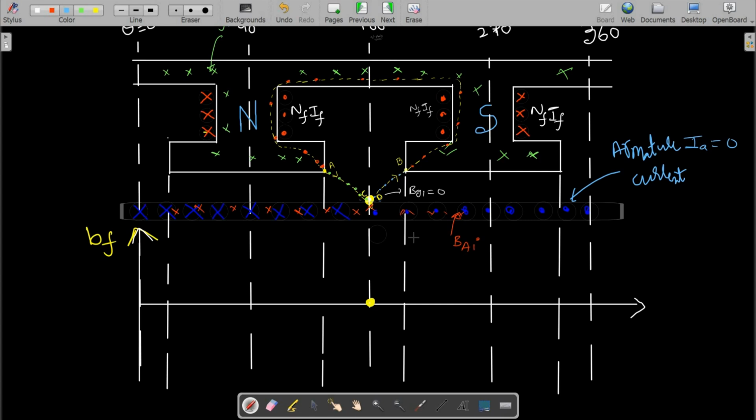Today we'll start to see another flux line, that is the flux line produced because of the field current IF only. I will show that flux line. I'll just zoom it out.